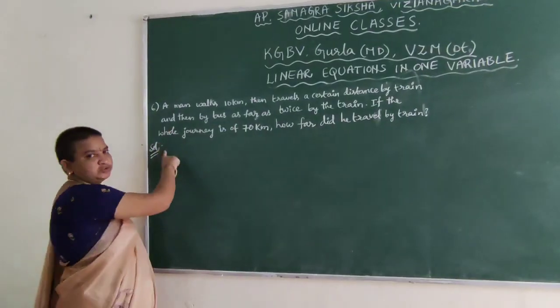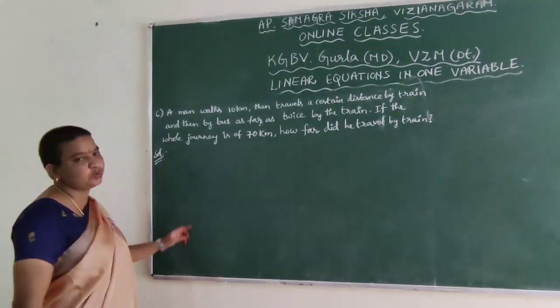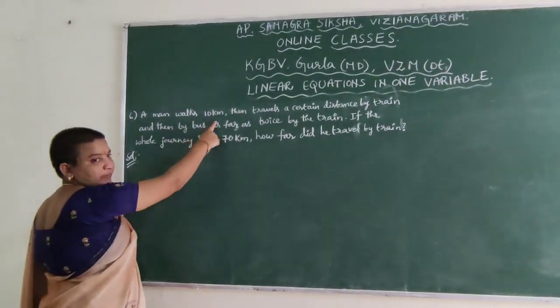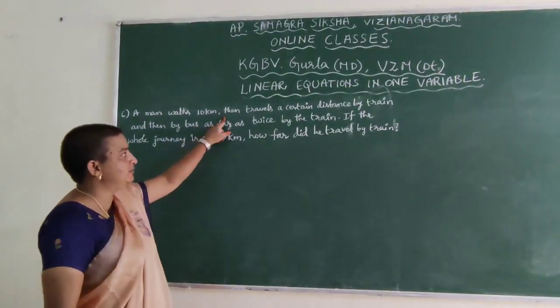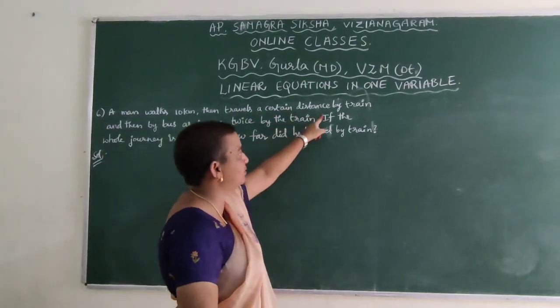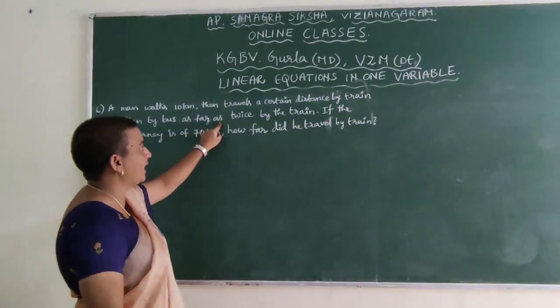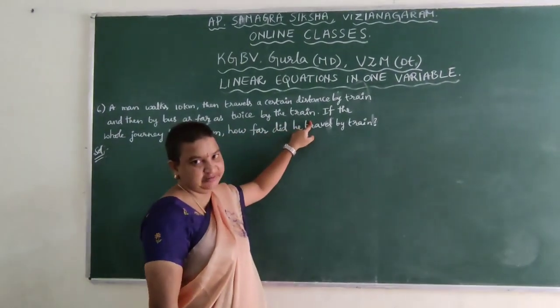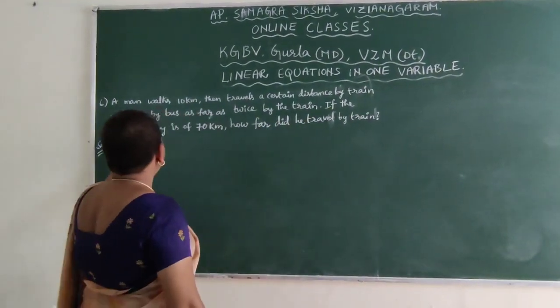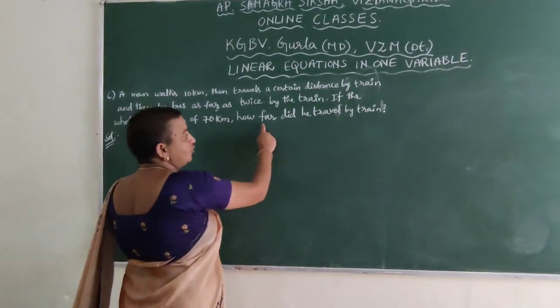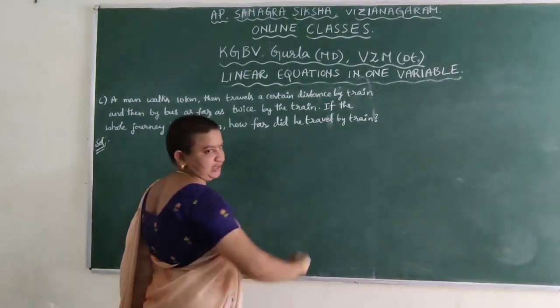Now we have to solve the sixth problem. First we have to read the problem. A man walks 10 kilometers, then travels a certain distance by train and then by bus as far as twice by the train. If the whole journey is of 70 kilometers, how far did he travel by train?